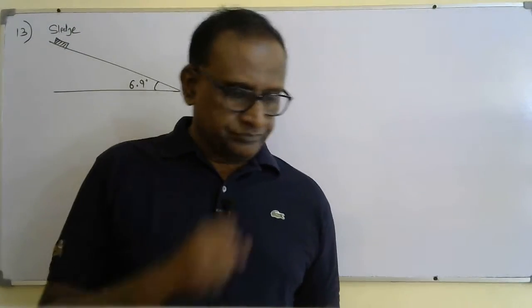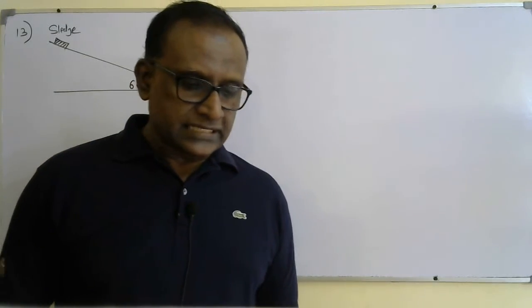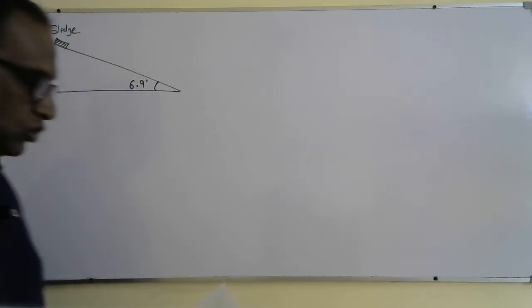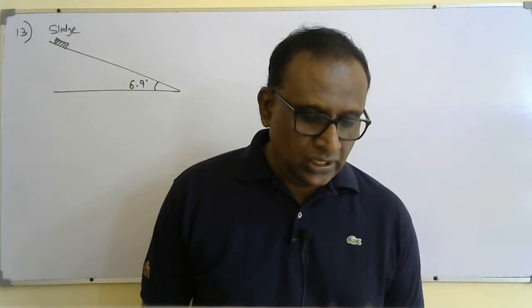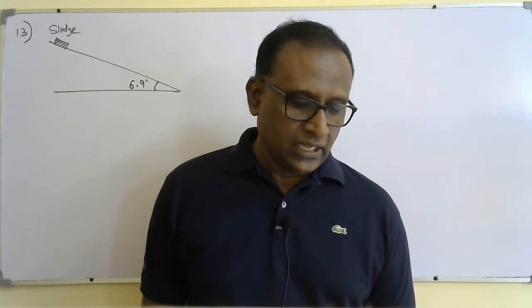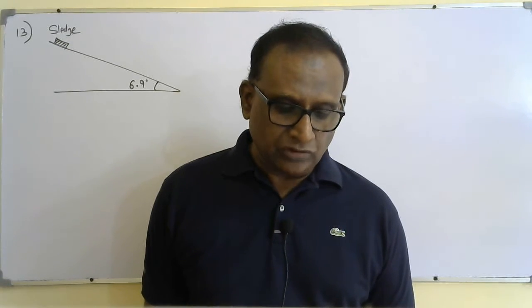Okay, question number 13. A sledge accelerates due to gravity from rest down a frictionless slope. So there's no friction, frictionless slope. Air resistance can be ignored, so no drag force also. The slope is at an angle of 6.9 degrees to the horizontal. A part, complete the free body force diagram below for the sledge.